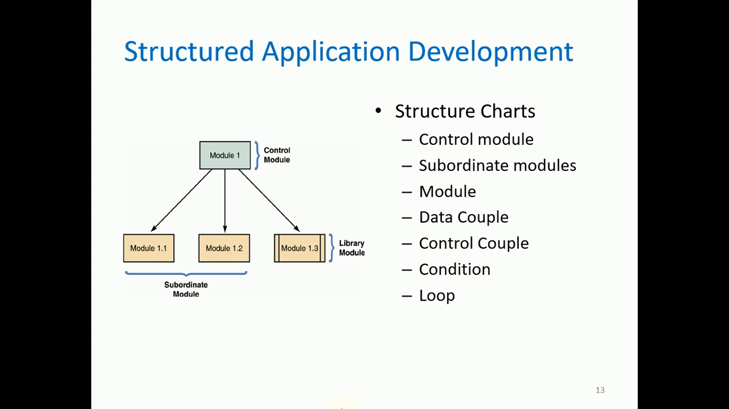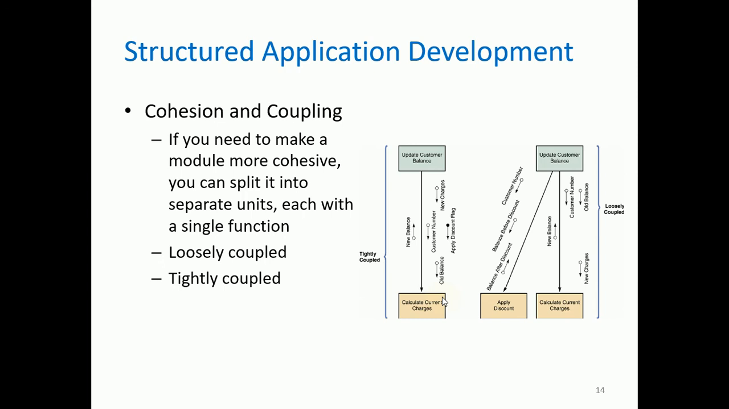And then we also have the data couple. The symbol of a data couple is an arrow with an empty circle. And then the control couple is an arrow with a filled circle, which shows a message or status flag. And then of course there is a condition, if it is a yes or a no. And then we also have the loop.